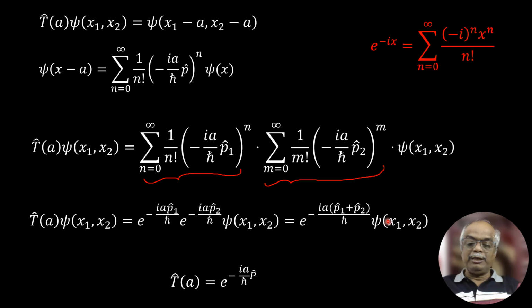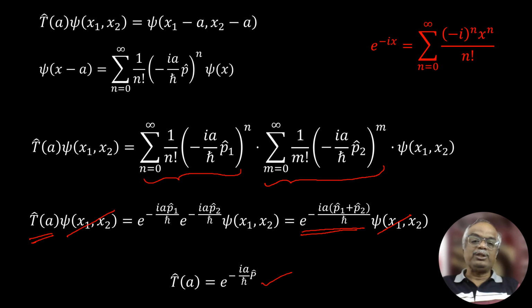Of course, you are multiplying by psi of x1 x2. So now you can cancel this psi of x1 x2 here and here. So this translational operator will become this exponential term. Here P1 plus P2 is the total momentum. So I am rewriting this exponential term as e power minus i a over h cross times P, capital P. So this is the translational operator for the two particle system, as we were asked to prove. So we have proved it.